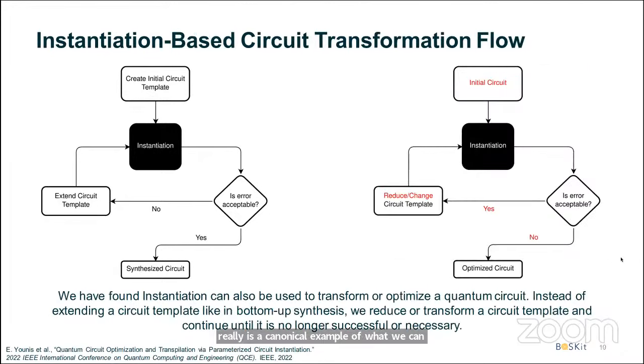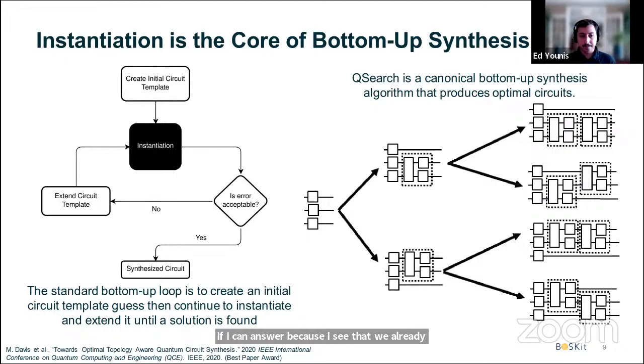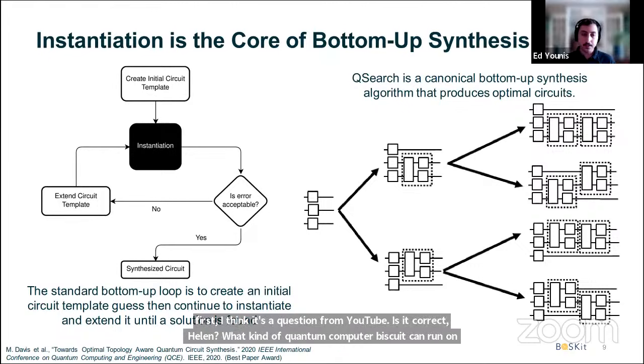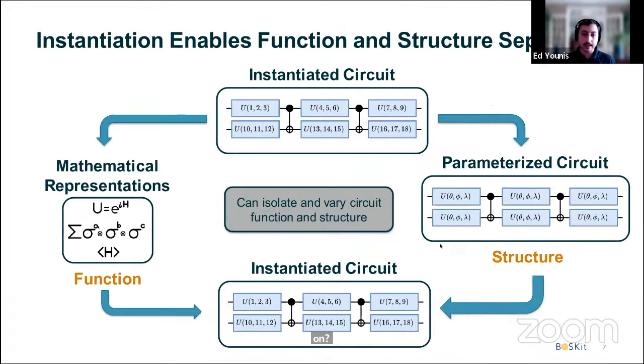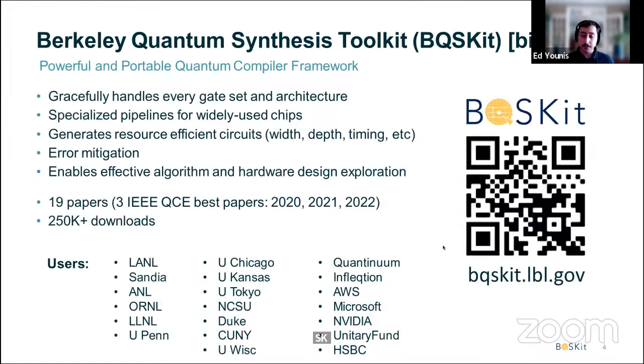I want to say, if I can interrupt, because I see that we already have 2 questions on the chat. Yep. It's fine for you. So first, I think it's a question from YouTube. Is it correct, Helen? What kind of quantum computer BQSKit can run on? BQSKit is a compiler that runs on your classical computer to compile quantum programs for any quantum hardware.